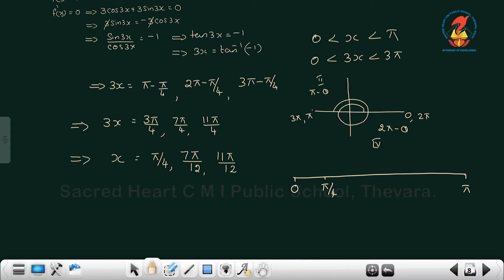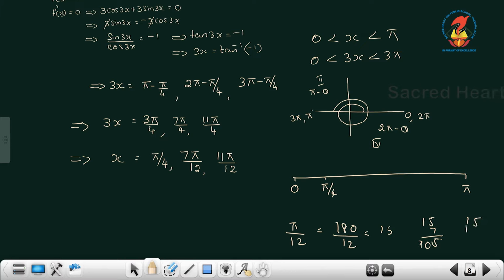Then what about 7 pi by 12? Pi means 180. 180 by 12, 12 times 15 is 180, so pi by 12 means 15. So 15 into 7, what is 15 into 7? 105. Then 15 into 11 is 165. So these are the angles.